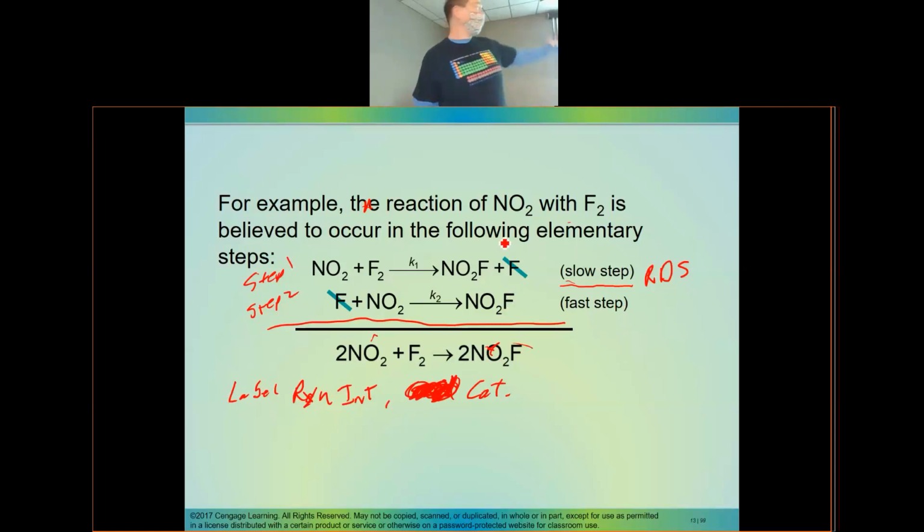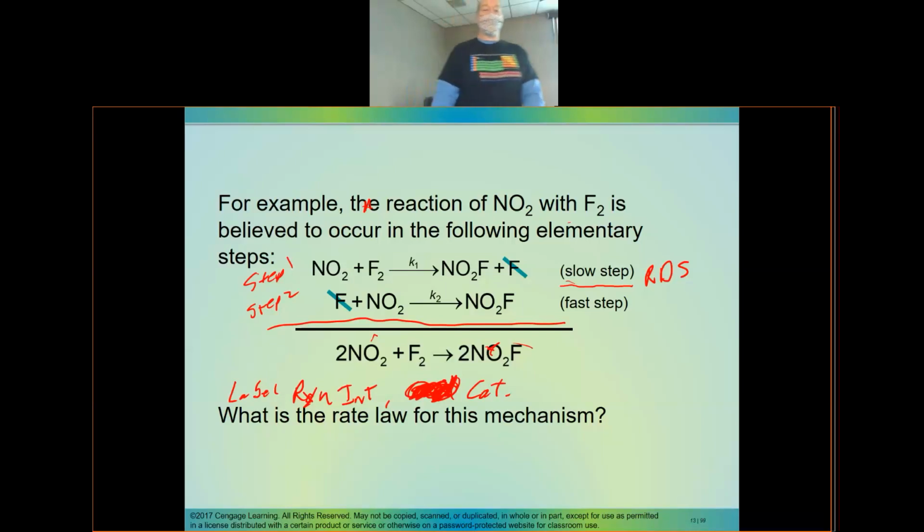See, in step 1, you form the F, and then it's used up in the next or any other reaction, so that in the overall reaction, it cancels out, doesn't show up. You do not add a reaction intermediate. It is formed and used up. You must add a catalyst.